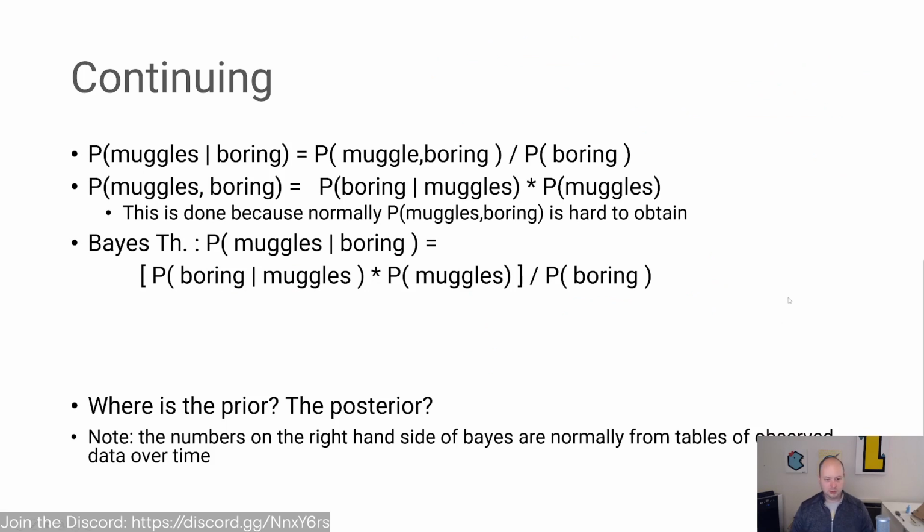And so, you can see here, the data on the right is going to be observed data, right? As we look at a person and we know if they're muggles or boring or whatever, we can update all these data points, and as a result, update our probability estimate that, given that somebody's boring, are they a muggle or not? So this is how you would leverage this data.